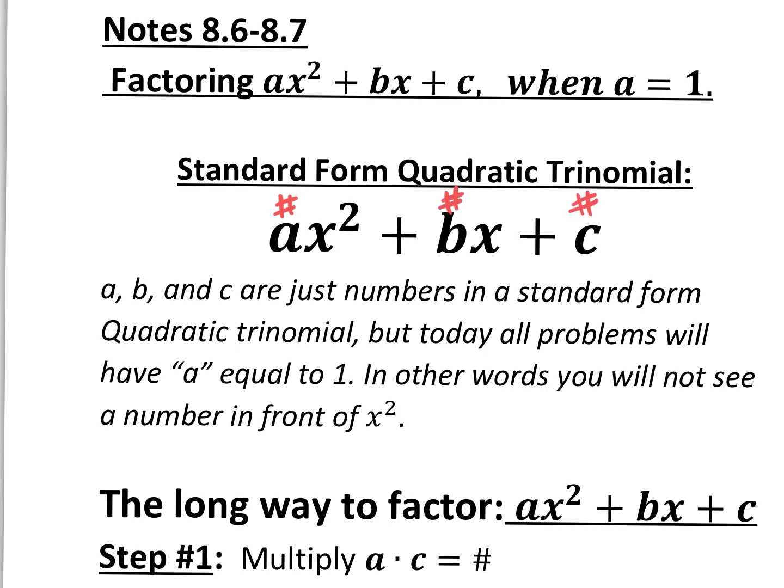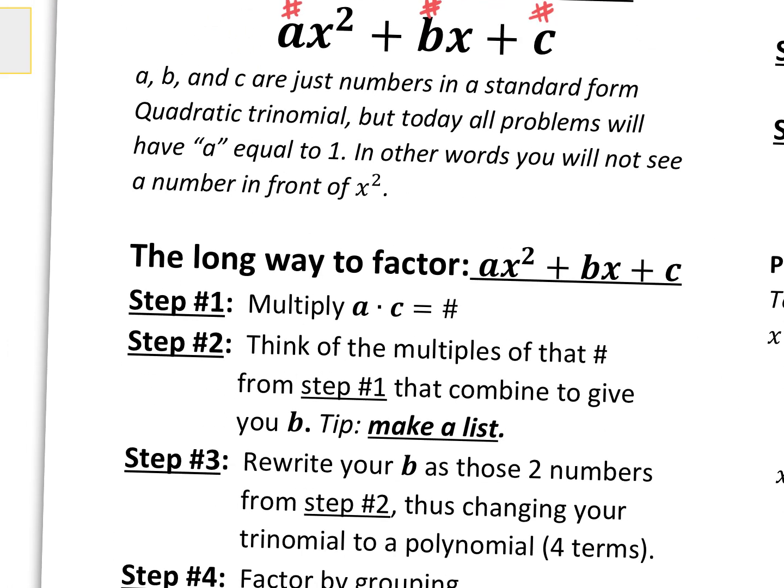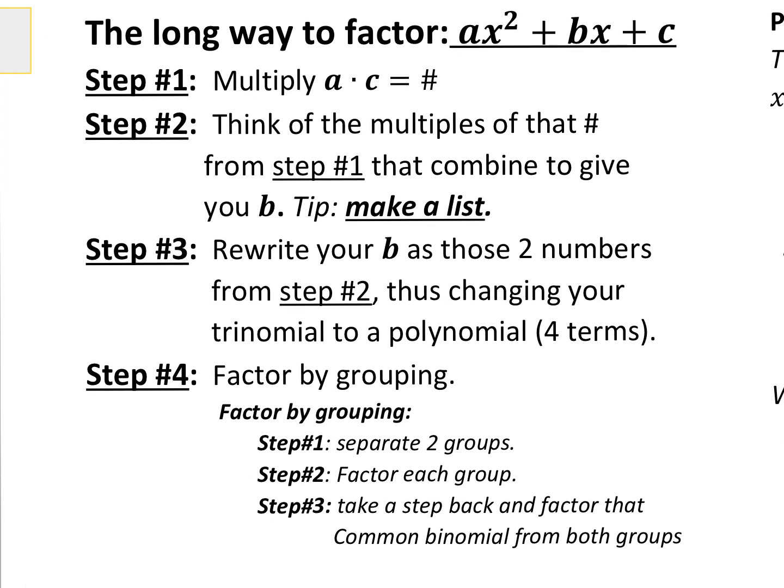And specifically, it says up here that the a value is 1. So on today's worksheet, you're not even going to see a 5 right here or a -2. You're not going to see any number because a is 1. So we're going to focus in on quadratic trinomials that don't even have a number right here, because that would imply that the a value is 1. Anyway, let's begin by looking at the steps, the long way of factoring quadratic trinomials when your a value is 1. Step 1 is to multiply a times c.